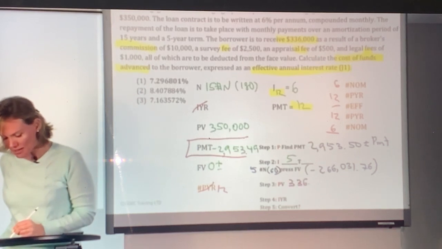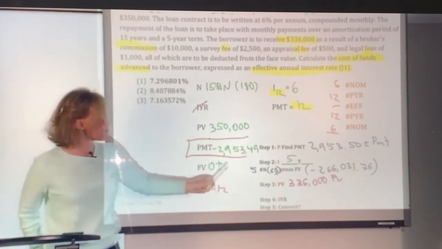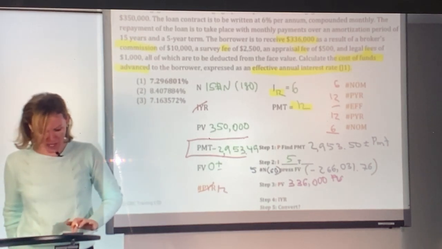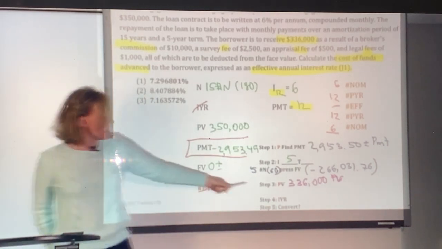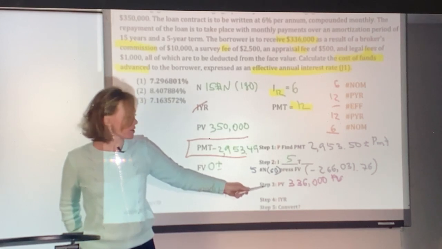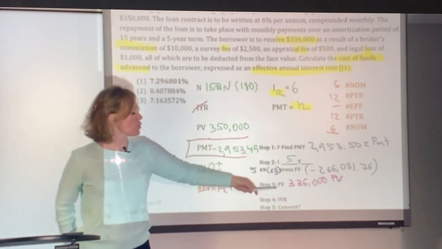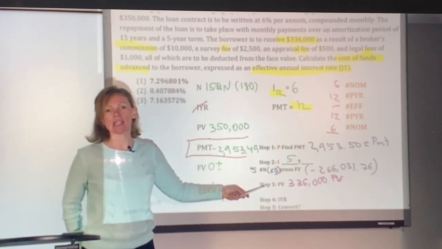So 336,000, and make sure that you press PV there, that you plug it into the present value. So 336,000 PV. It's the present value. You don't put in anything else. So what just happened? You overrode the old PV, which is the face value, with the net PV without the fees. And now what are we looking for?